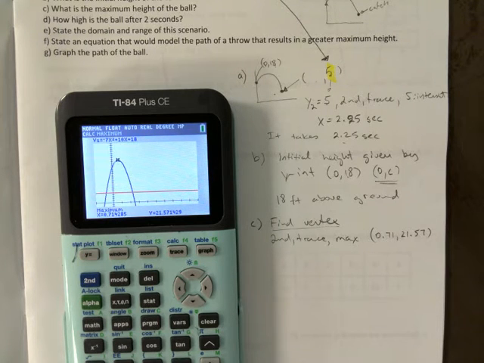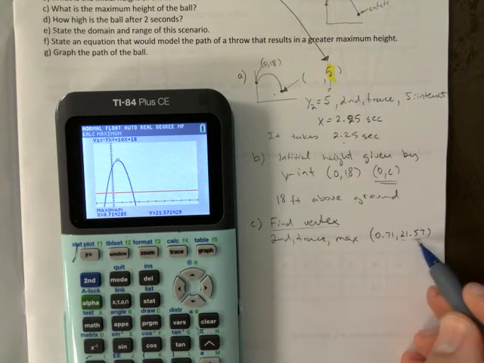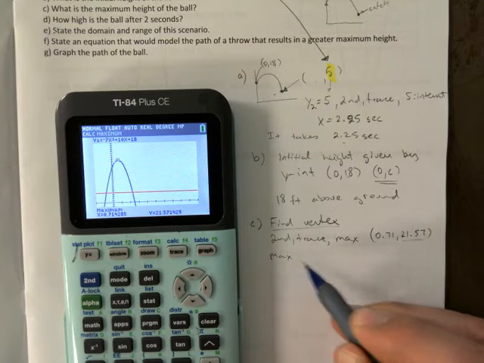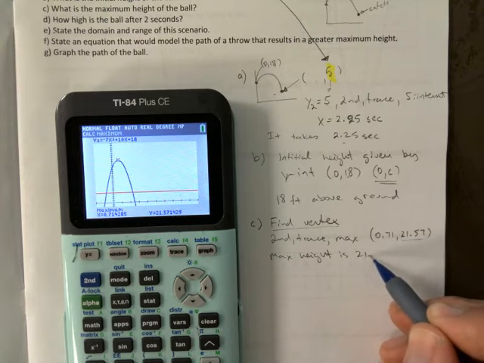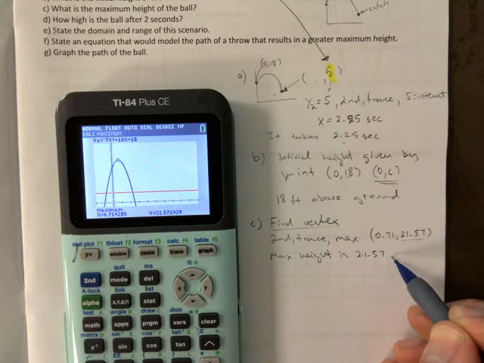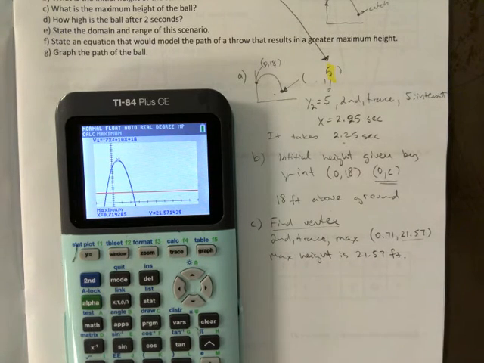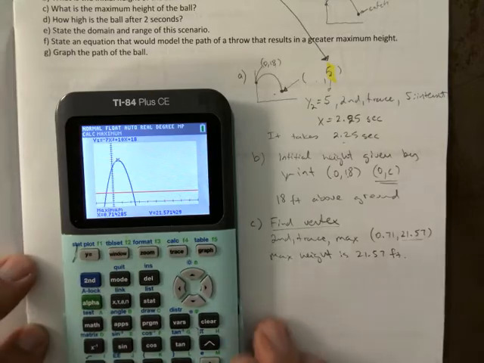But you need to find the maximum height, right? The maximum height is this second number. Max height is 21.57. We are in feet, right? So give me the coordinates and then tell me which one of those two numbers is actually answering the question. The way I roll, okay?